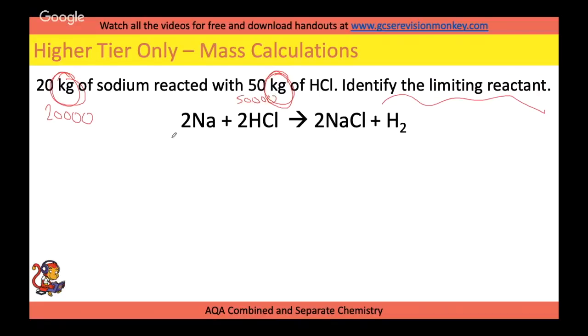So it's saying when you react these two together, ignoring this side, one is a limiting reactant. That will mean that it will all be used up, and the other one you add in excess. Okay, so the limiting reactant is the one that's used up.